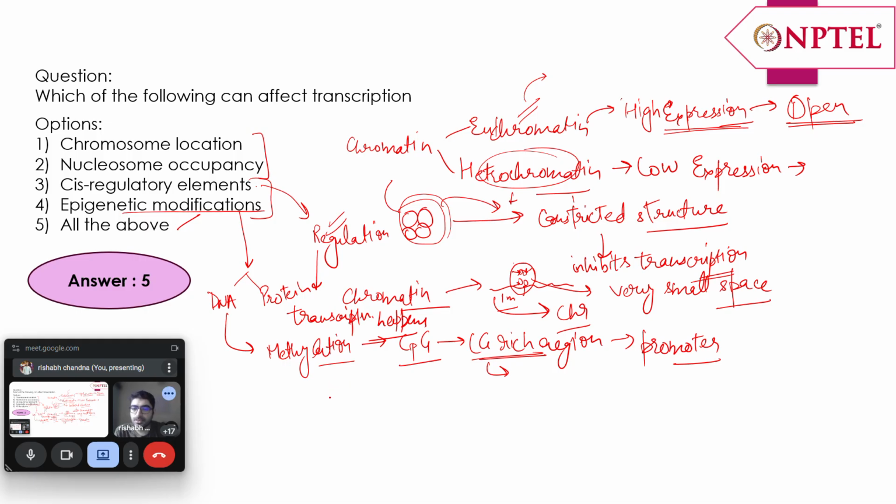Likewise, in the case of the protein, the histone proteins are methylated or acetylated, so that they open up or close up. That will lead to the regulation of the transcription. So this is how these different parts help in the regulation of transcription. Any doubts in this particular question?